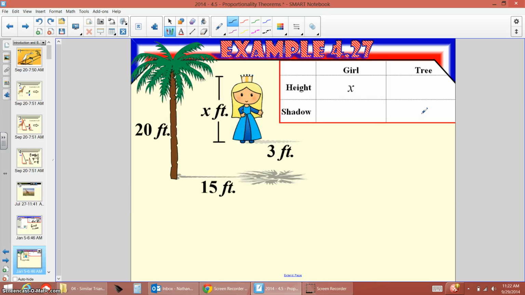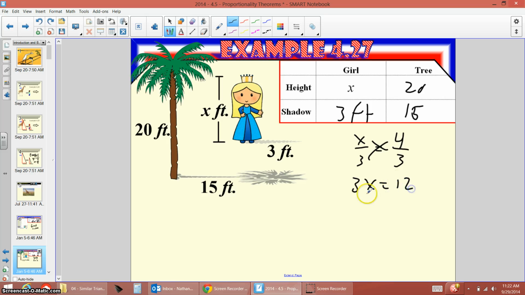Now, here's another height and shadow. We've got the height of the girl we don't know, but we know the palm tree is 20 feet tall. The shadow of the girl is 3 feet. The height of the tree is 20. The length of the shadow is 15. So we can reduce this down to be 4/3. And this is still going to be x over 3. Cross multiply. And I end up with 3x equals 12. Divide by 3. Divide by 3. X equals 4.